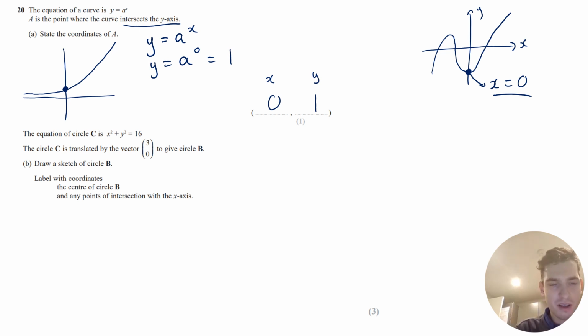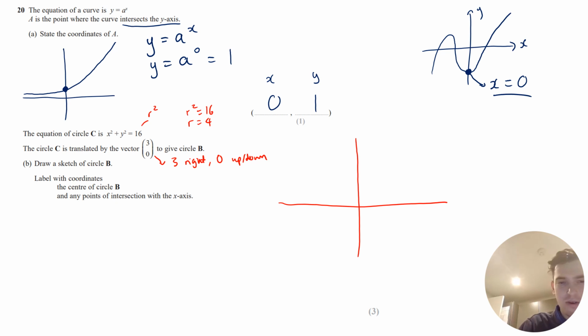Part B. The equation of a circle is x squared plus y squared equals 16. So we did equations of circles fairly recently. So remember, this is actually r squared. So if r squared equals 16, then my radius is 4. Now, the circle C is translated by the vector 3, 0. Well, that 3 means 3 to the right and 0 up or down to give circle B. Draw a sketch of circle B. Okay, so it's telling me to draw a sketch. Let's draw a sketch.